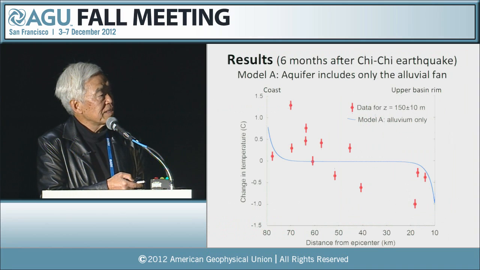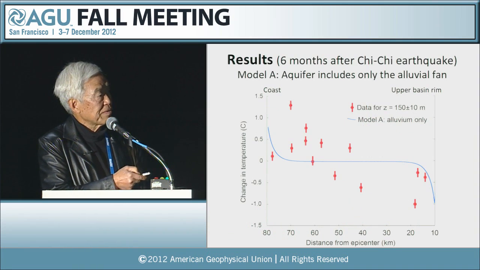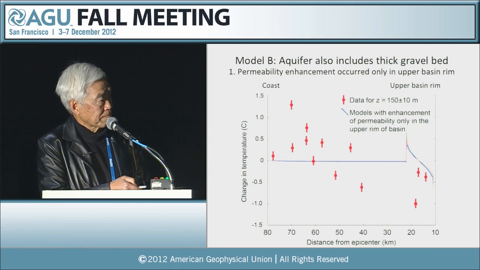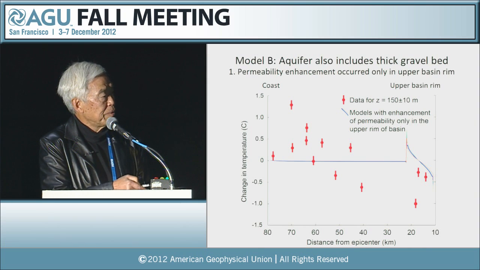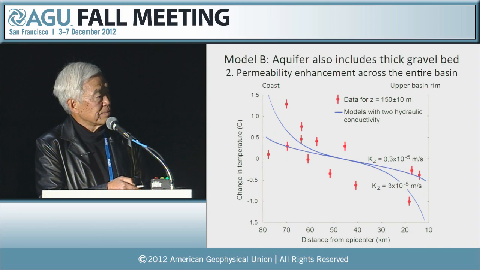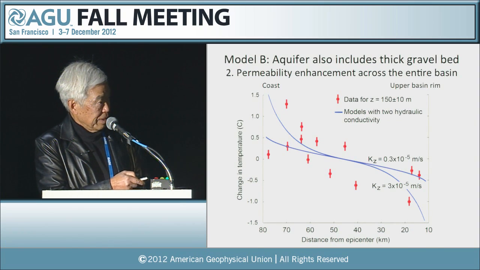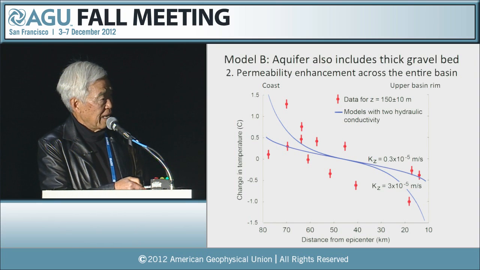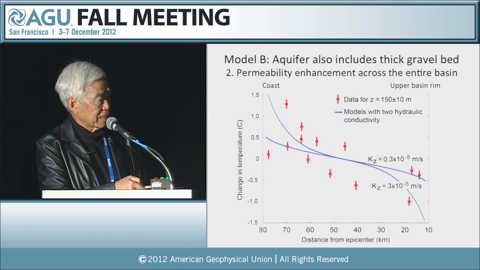Okay, this is the first model that involves only the alluvial fan, and here it shows the model doesn't fit the data very well. And then we have the second model that has only the upper rim of the basin that is fractured. Okay, the model also doesn't fit the data very well. In the last model, we also include the thick gravel bed, but we have permeability enhancement across the entire basin. And the model results fit the data reasonably. And here we have two hydraulic conductivities differing by 1 order of magnitude.